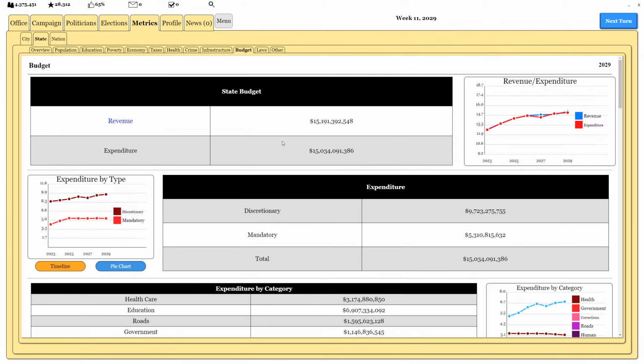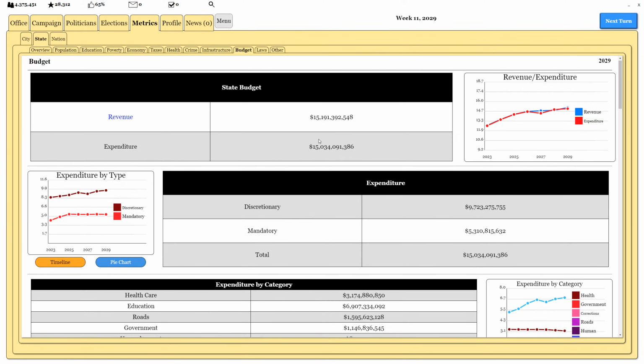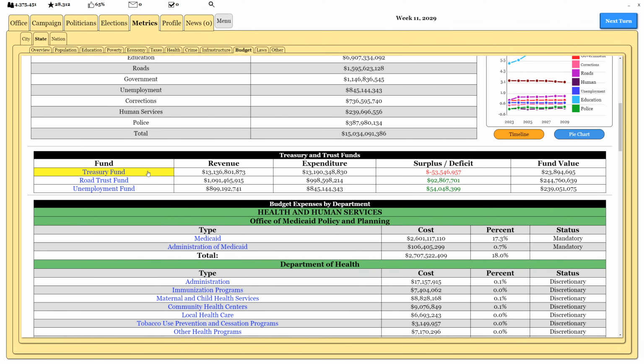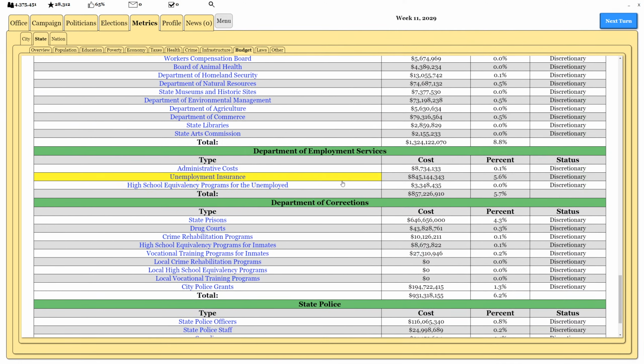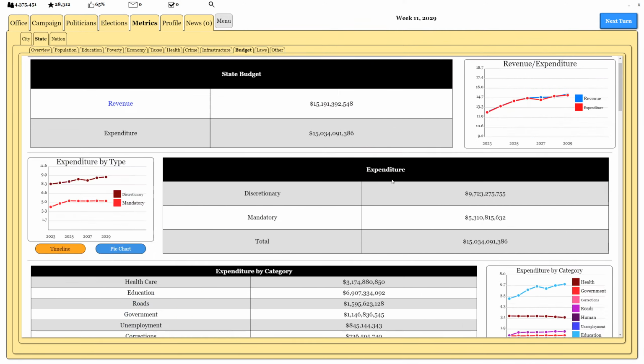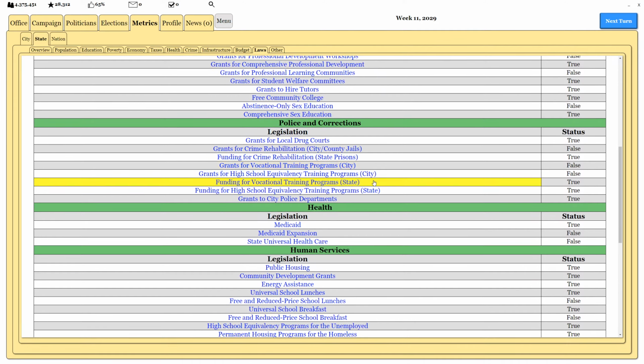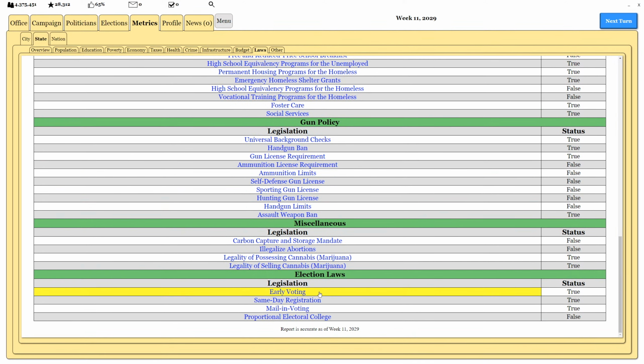Texas health budgets. I like this little budget screen. Treasury fund. We're in a deficit. Fund value $23 million. Laws. Election laws, same day, proportional.